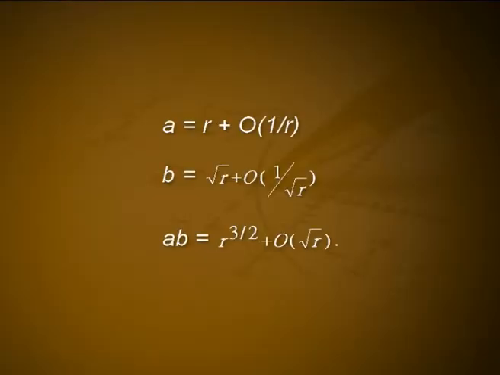Next example, let A equal to r plus order of 1 by r and B equal to root r plus order of 1 by root r. We have A into B equal to r raised to 3 by 2 plus order of root r.